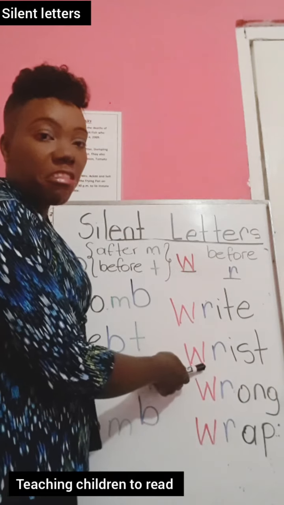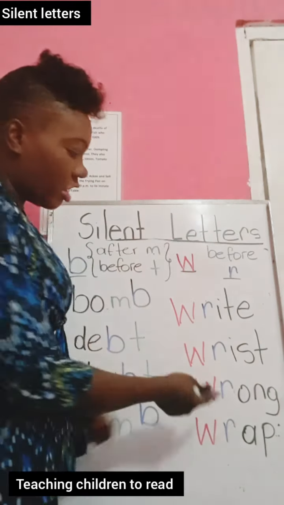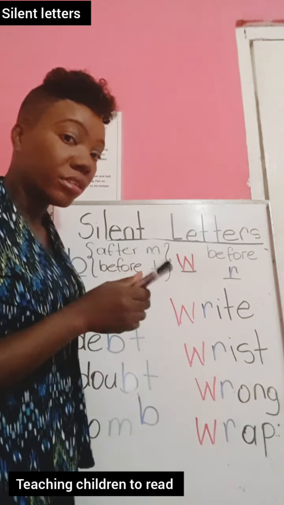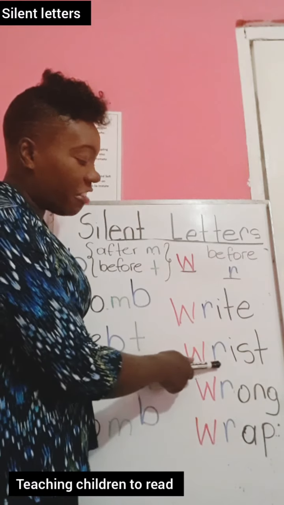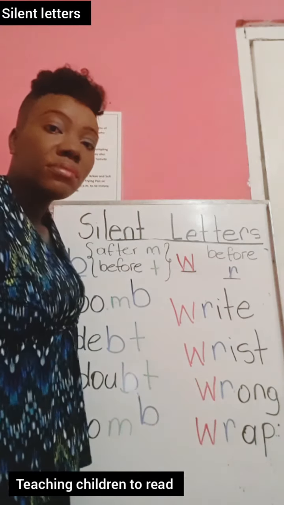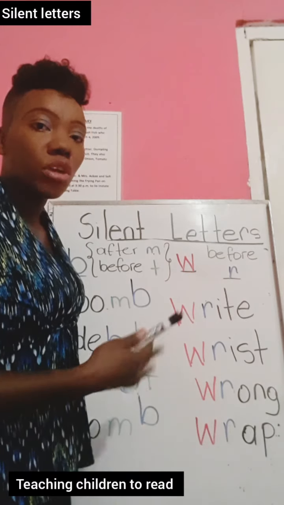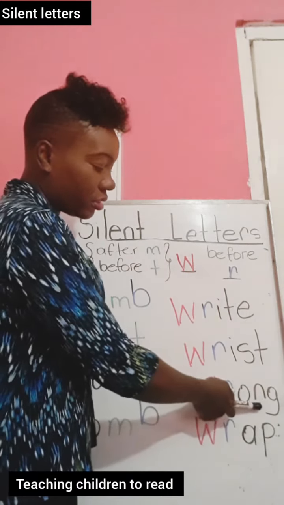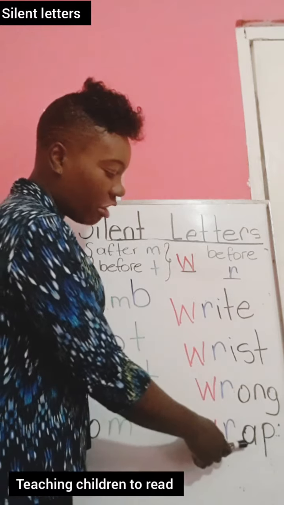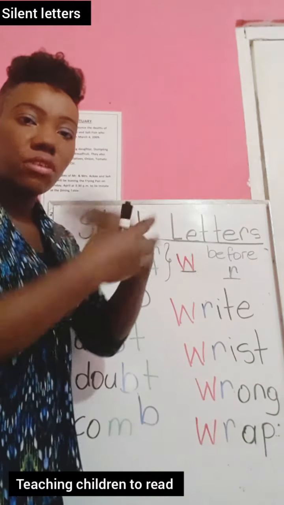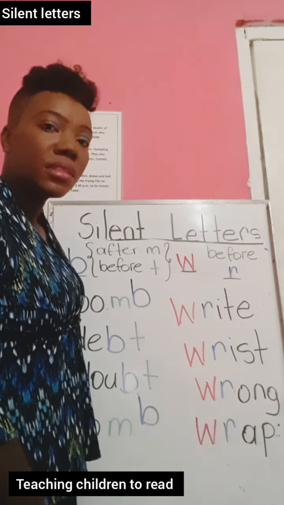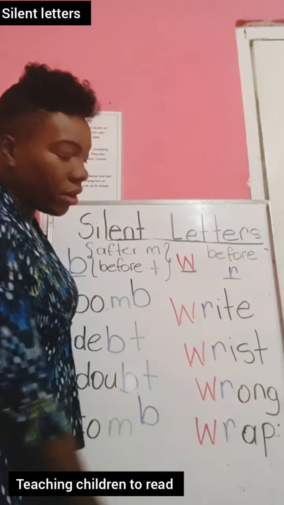And this one is wrist. Your wrist. Wrist. See? The R is there, so it tells the W not to talk. So you say wrist. And this one is wrong. Yes, when you're not right, you're wrong. And the R starts its sound and the W is silent. And this is wrap. You know, cover things or fold up something in a wrap. Wrap. And see, this one follows.